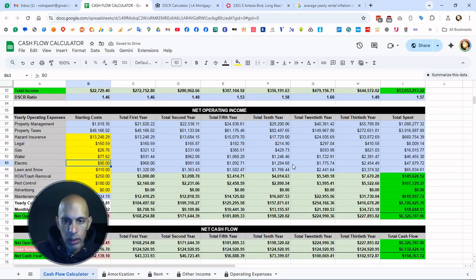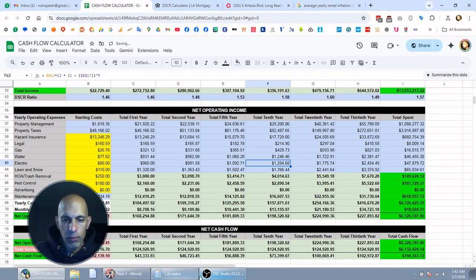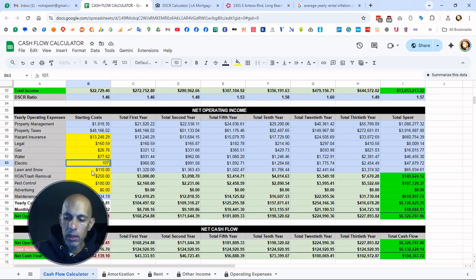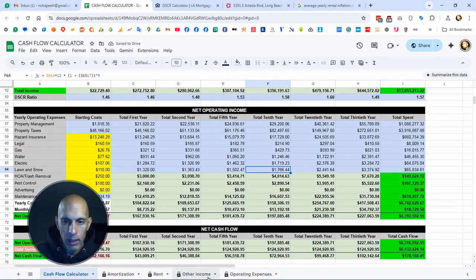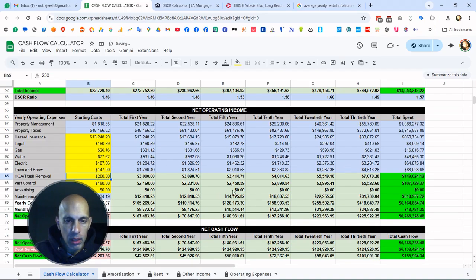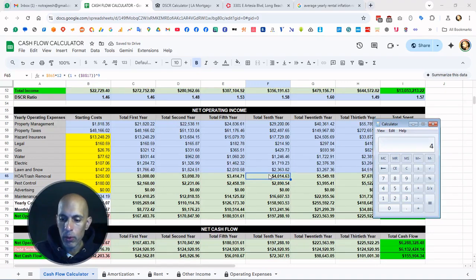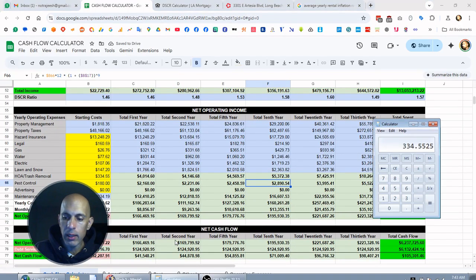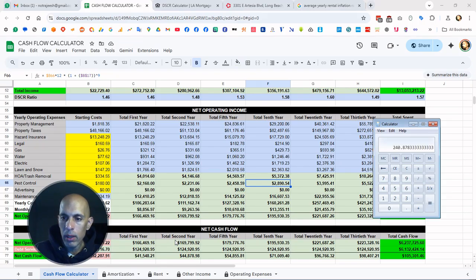And then we are on electric in year 10. So 1284.68 divided by 12 is 107.06. Lawn and snow, we are saying that is 1766.44 divided by 12. We are spending 147.20 per month. HOA and trash removal will be 4014.63 divided by 12 is 334.55. Pest control is 2890.54 divided by 12 is 240.88.